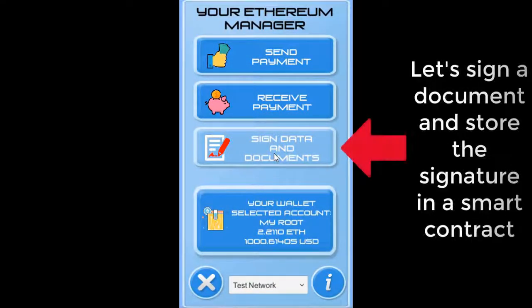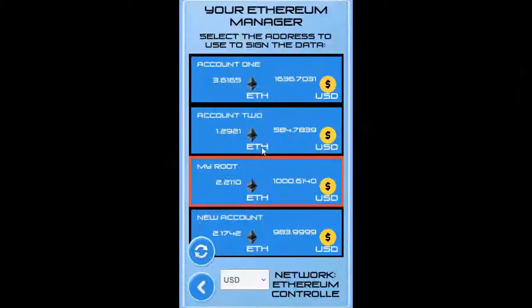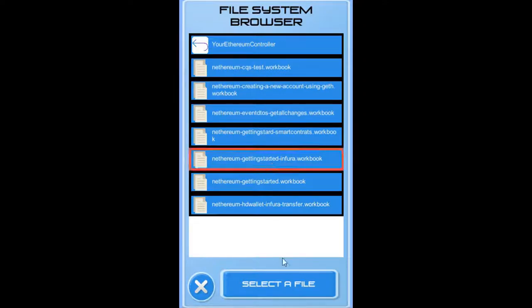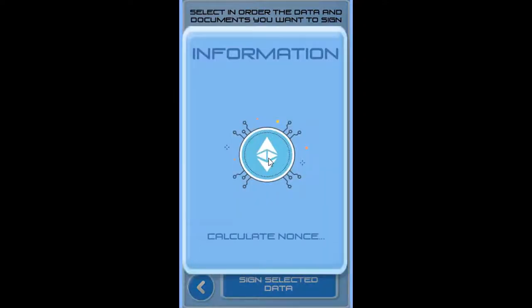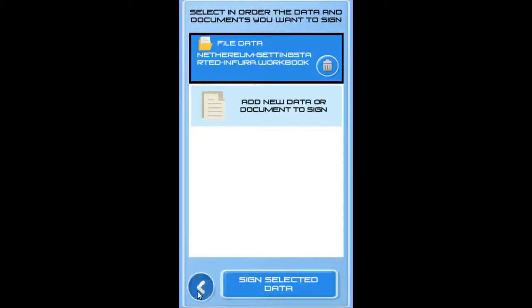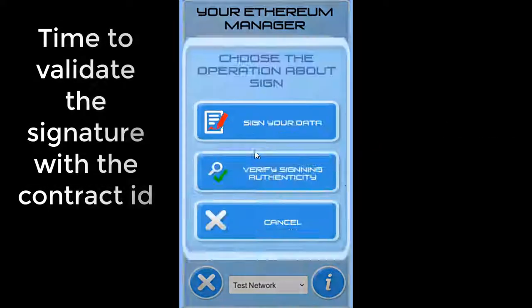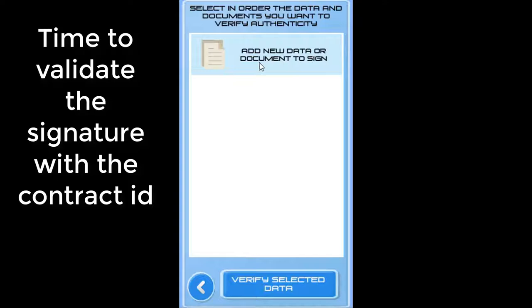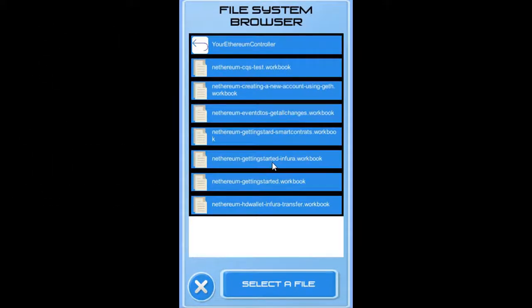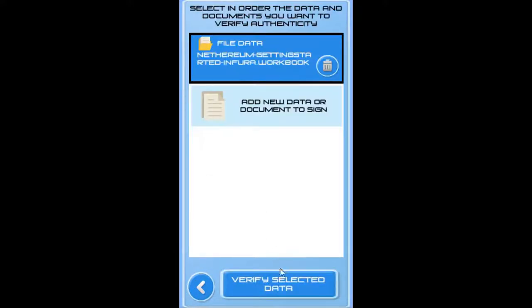Another important difference for your Ethereum manager is the way we have to sign the data. In this case, we will use a smart contract in order to store in the blockchain the authenticity of the signed documents. If we want to validate that some documents have been signed by a person, we will use the contract number ID to validate that. Anyway, Ethereum and Bitcoin share most of their behavior since they are based in the blockchain technology.